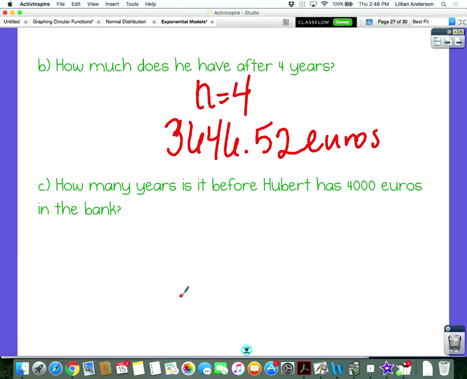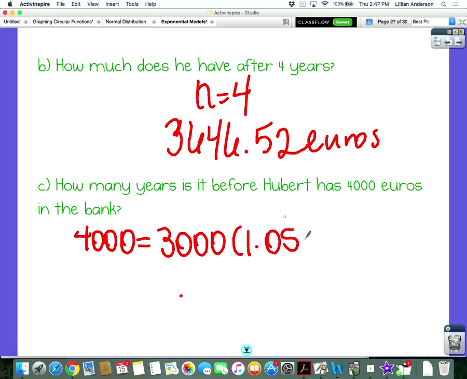Now what about this one? It says how many years is it before Hubert has 4,000 euros in the bank? This time we're looking for n. How do we do that? Say 4,000, plug in for y. What do you mean, plug what in for y? Plug 4,000 for y.